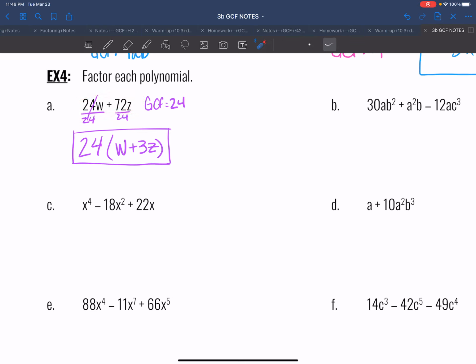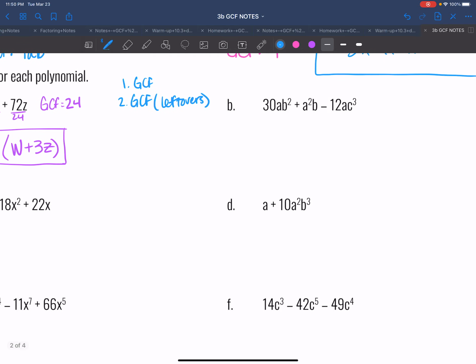Now, the good thing with these is you can easily go back and check your answer by distributing. And you can probably see here without even writing the answer down that this would give us 24W plus 72Z. So just to make sure we've got the steps here, we're going to find the GCF, and then we're going to take the GCF times the leftovers in parentheses. I'm sure that's the official term for what we put in the parentheses.